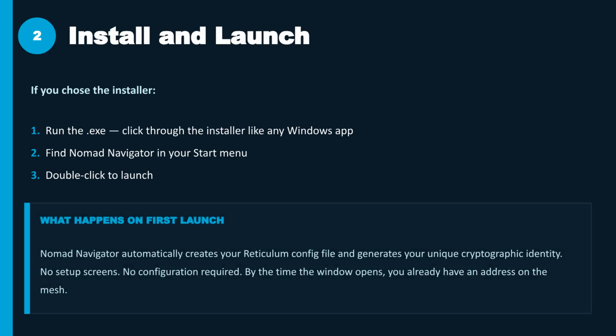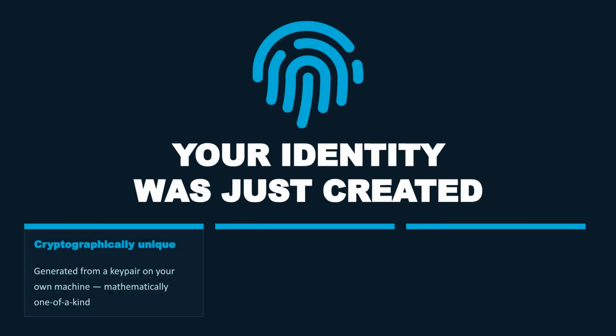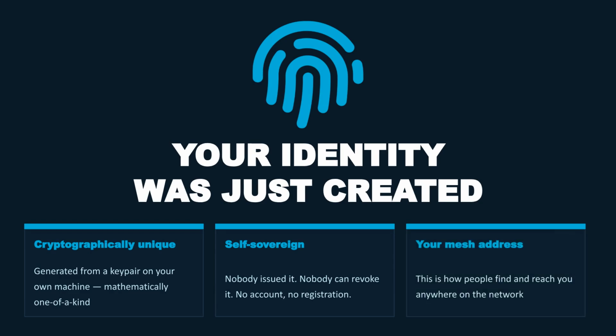On first launch, your Reticulum config file and cryptographic identity are automatically generated. Your new identity is cryptographically unique and self-sovereign. It generates your mesh address, which is how people find and reach you on the network.